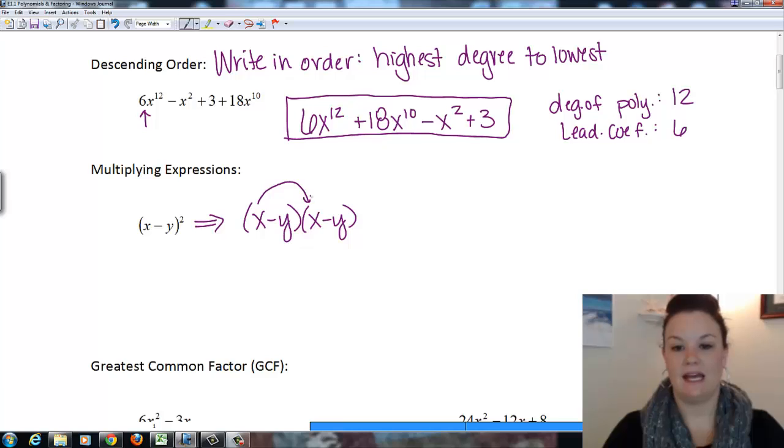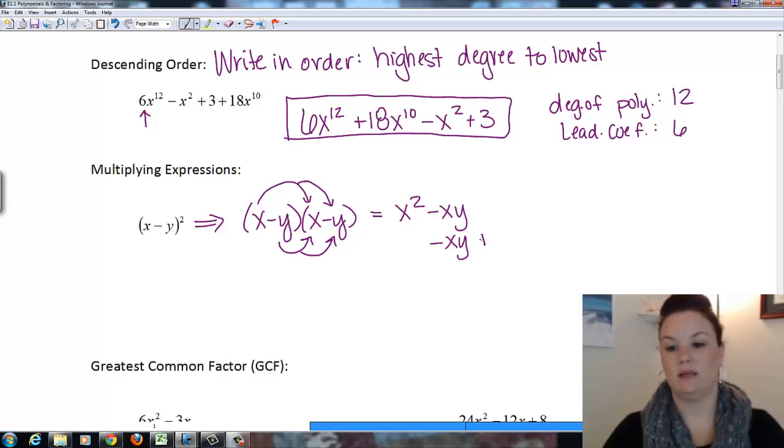So I'm going to take the x and I'm going to distribute it to each term. Okay, so x times x gives me x squared, x times negative y gives me negative xy, and now I need to distribute the second term to each term. So negative y times x gives me negative xy, and negative y times negative y gives me positive y squared. And then the last thing I do is combine my like terms.